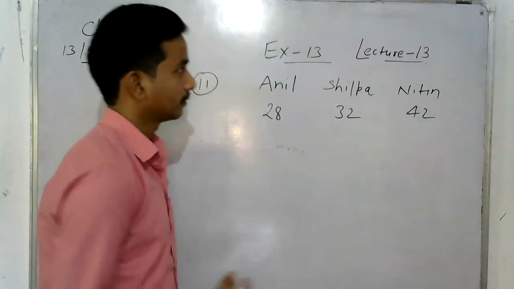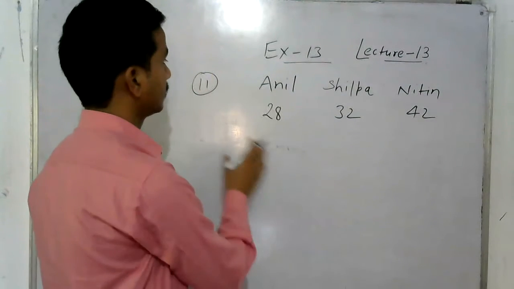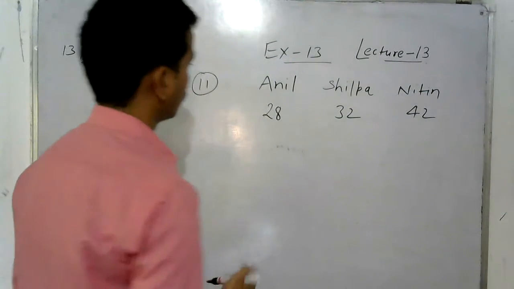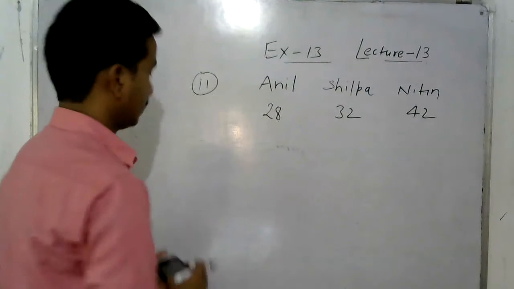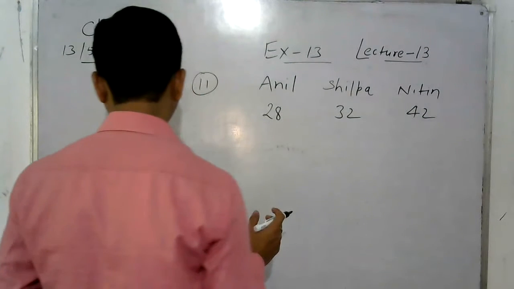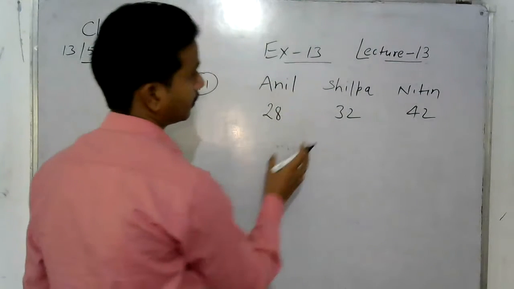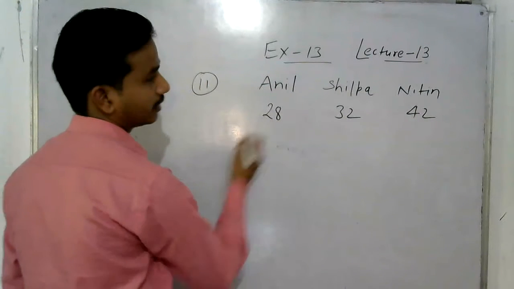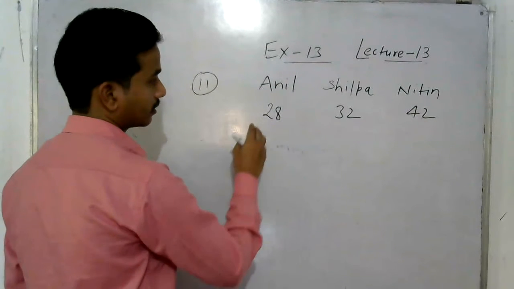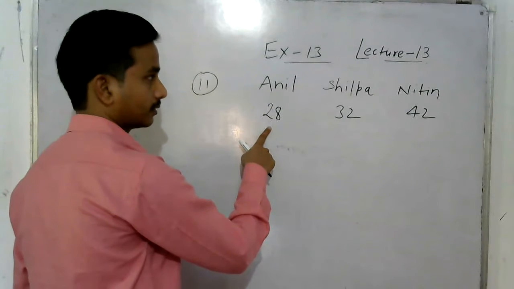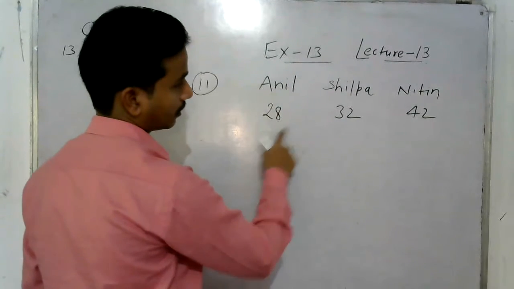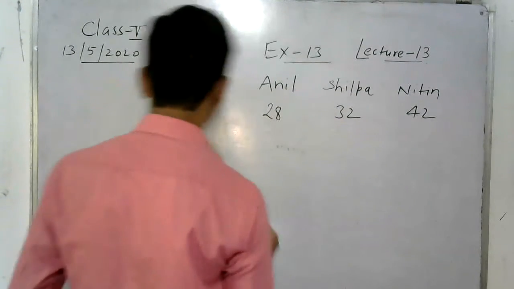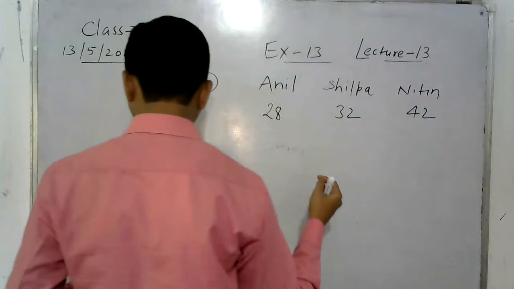So today, this is our lecture number 13, and we are going to discuss questions 11 to 14 of exercise 13. In question number 11, it is saying that there is a heap of blocks. Anil separately makes 28 heaps out of that heap of blocks, Silpa makes 32 heaps, and Nitin makes 42 heaps.